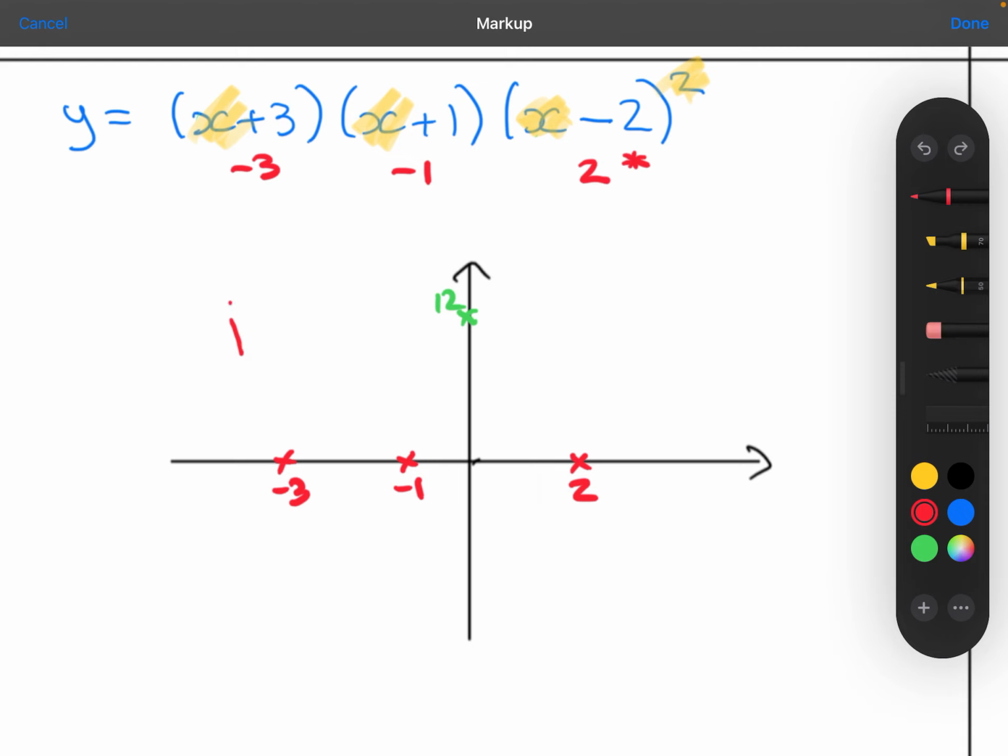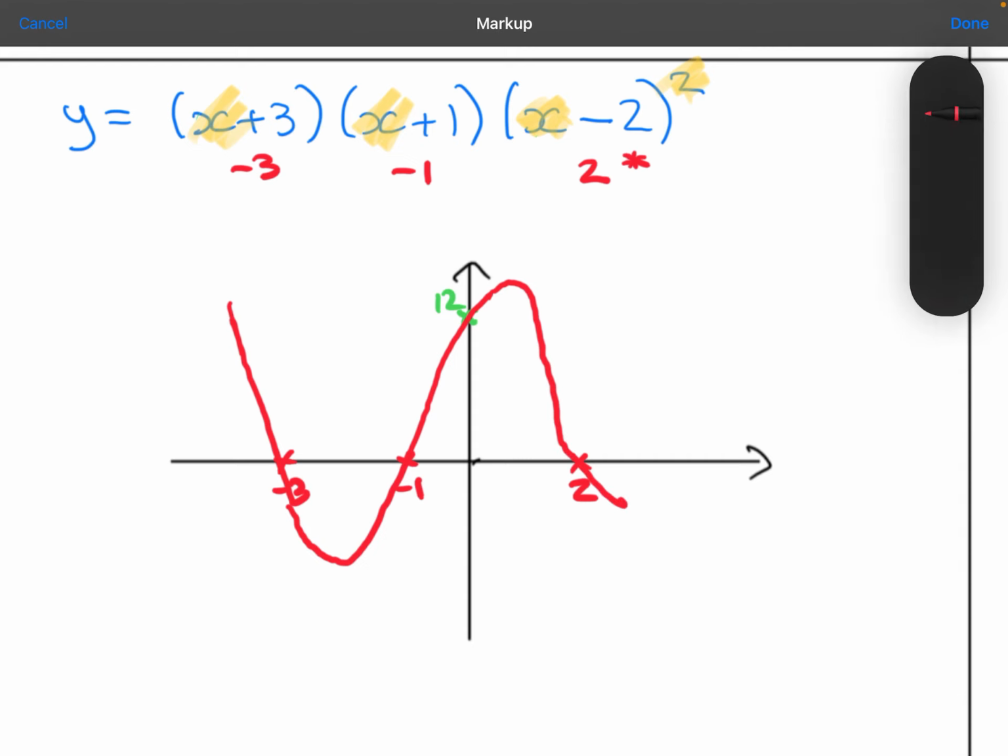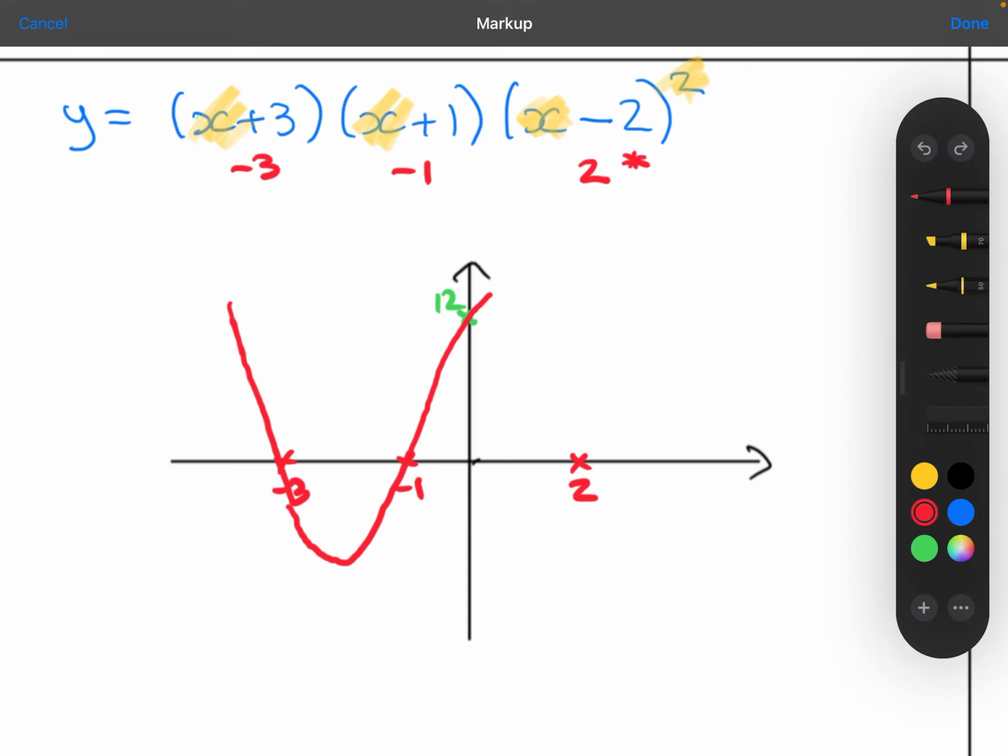So it's going to look something like this. Go down, it's going to go through at minus 3. Again, doesn't matter how far down for the turning point. It's going to go back up through minus 1, through at 12. And then, really importantly, this 2 is a repeated root, so we're not going to go through. That would be wrong. Instead, we're going to go down, we're going to touch at 2, and then it's going to go back up. So that's that one.